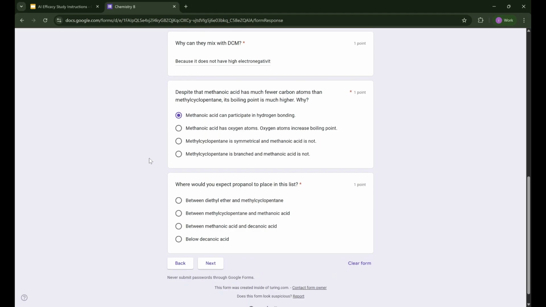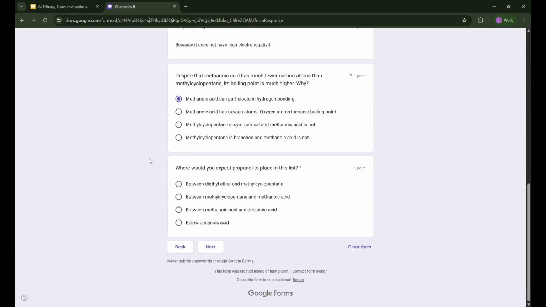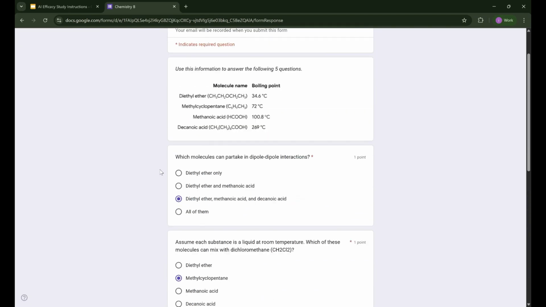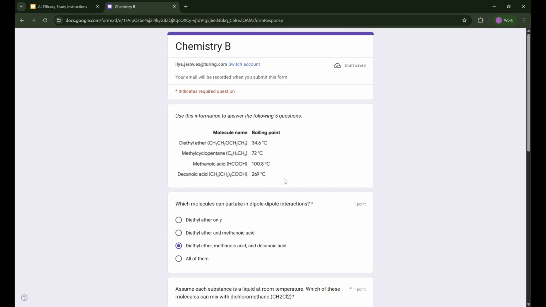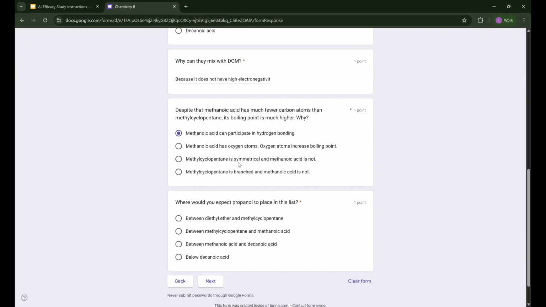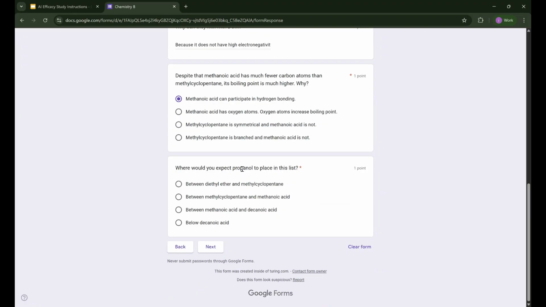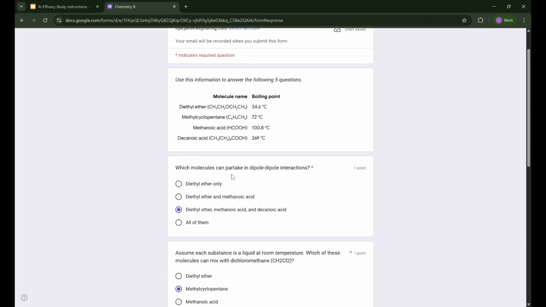Where would you expect propanol to place in this list? What's propanol? Alcohol. I think it's an alcohol. Oh, so if it's an alcohol, it's got to be here, probably up between these two, because it's got hydrogen bonding. Or no, but it's even got three carbons, so it's a little bit longer. Let's go with between methanoic and decanoic.